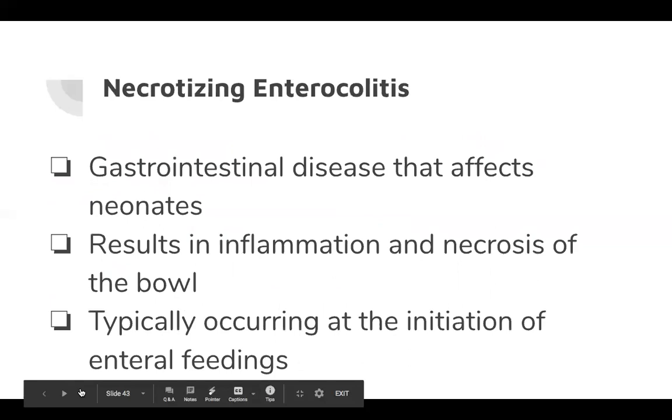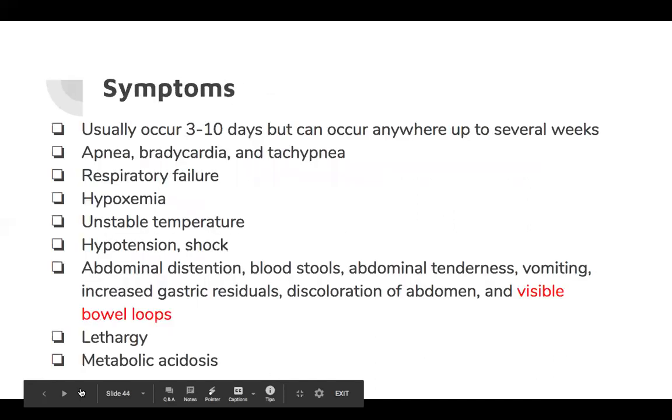Next one is necrotizing enterocolitis. It's a gastrointestinal disease that affects the neonates. It results in necrosis and inflammation of the bowel, and typically more commonly seen in the initiation of your enteral feedings. It may be up to 3 to 10 days where you start seeing this, and the baby starts showing signs of sepsis. So the baby's going to have tachypnea, see the baby going into respiratory failure, unstable temperatures, having signs and symptoms of shock, a very distended abdomen, bloody stools, vomiting, discoloration, and visible bowel loops.